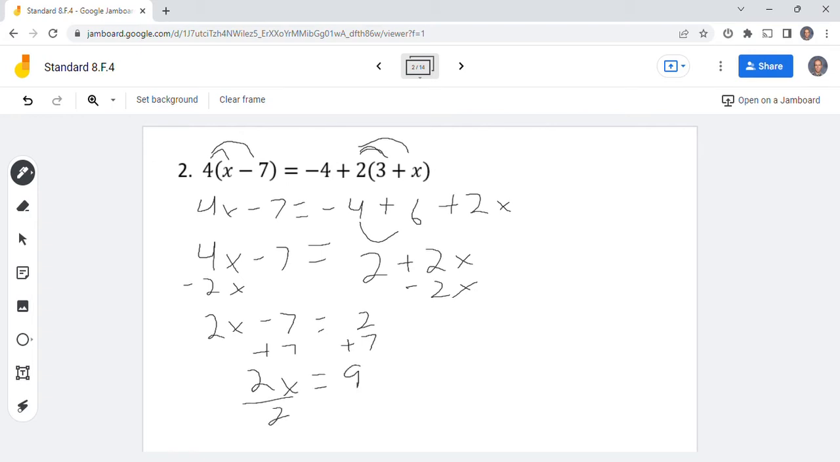Finish by dividing by 2. 9 does not divide nicely by 2, so you could leave it as the fraction 9/2. Or if you prefer, you can write x equals 4.5 in decimal form, and that finishes that up.